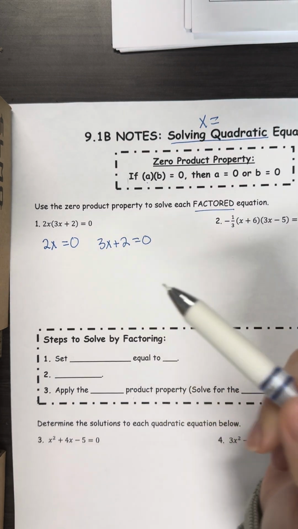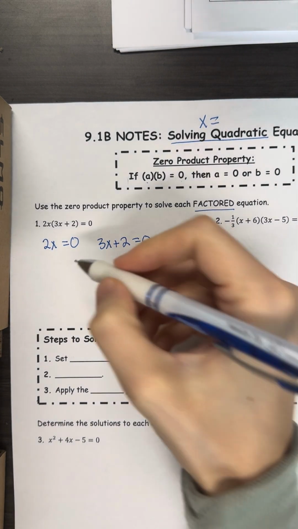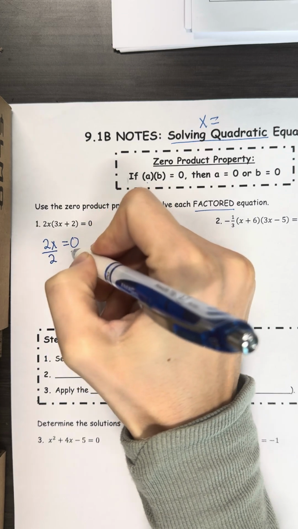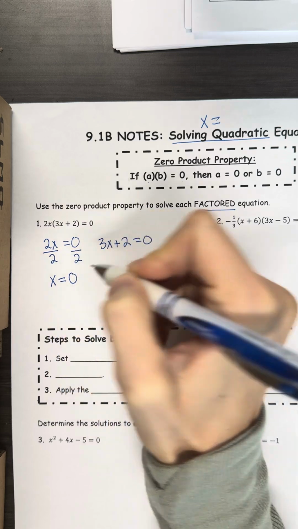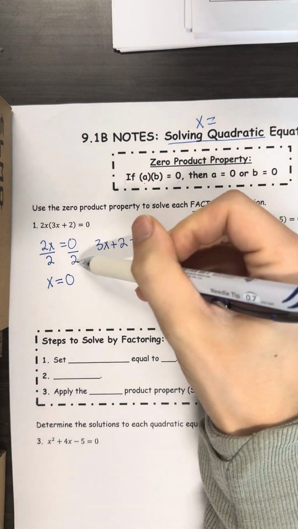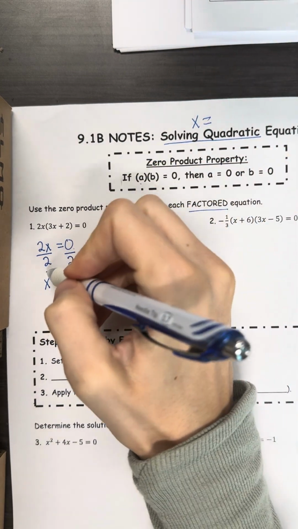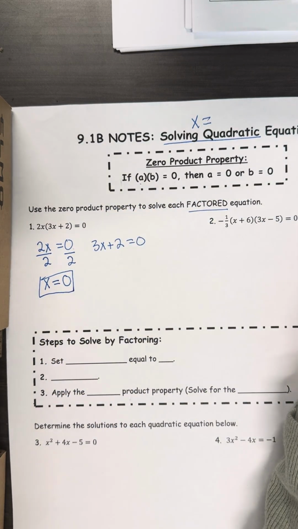Okay, now my job is to get x by itself. So I'm going to divide this side by 2 and this by 2. That means my first x is going to be 0 because 0 divided by 2 is 0. So I'm going to box 0.